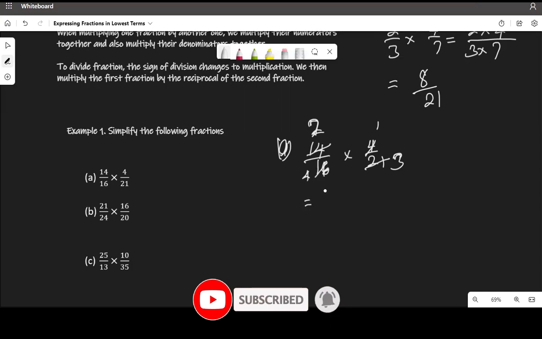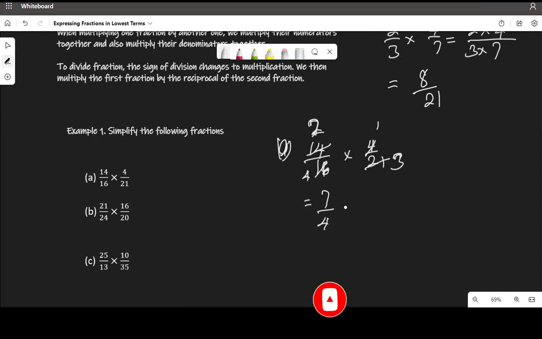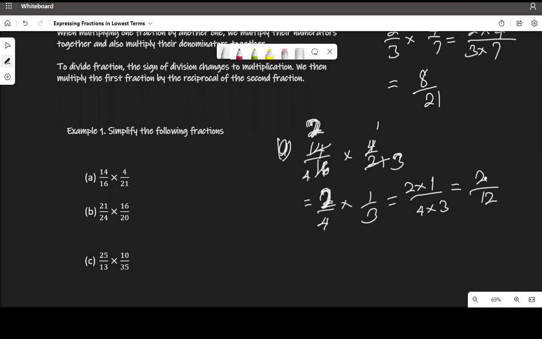So we have 2 over 4 multiplied by 1 over 3. That will be 2 times 1 over 4 times 3. And 2 times 1 is 2. 4 times 3 is 12. There is a common factor between 2 and 12, which is 2 itself. 2 into 2 is 1, 2 into 12 is 6. So our final answer is 1 over 6.